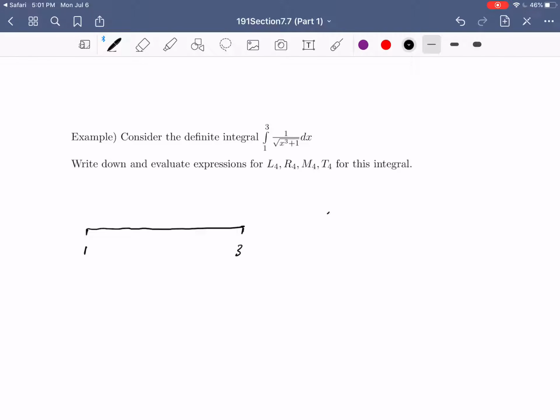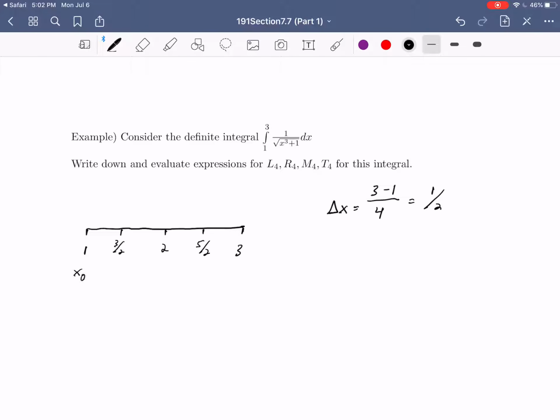And we know also we can figure out our delta x for all of this, which is going to be our b minus a, 3 minus 1, divided by the number of partitions. For all estimates, we're going to be doing 4 partitions. So 3 minus 1 divided by 4, which is going to be 1/2. So let's go ahead and label this going by 1/2. So this would be 3/2 then. This would be 2. This would be 5/2, and then we'd end up with 3.